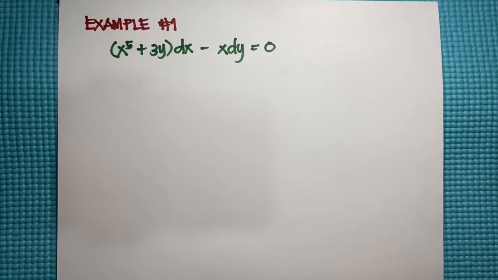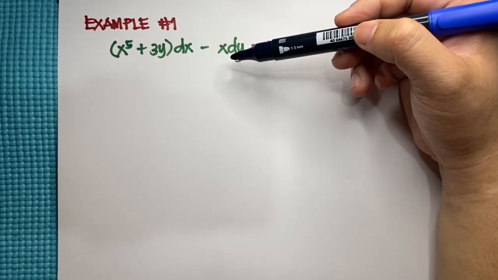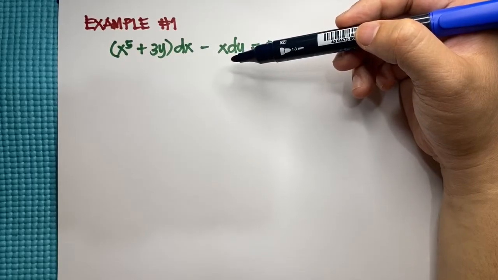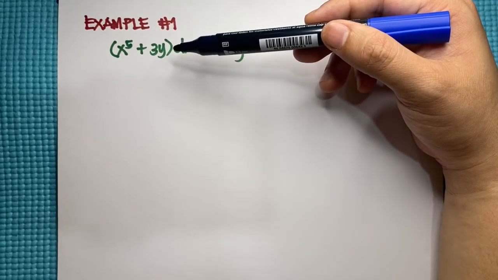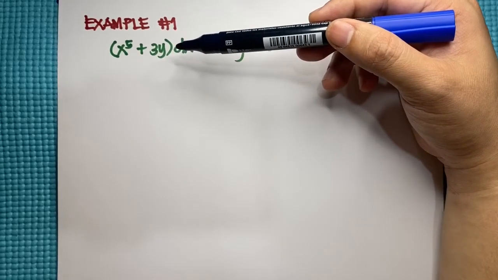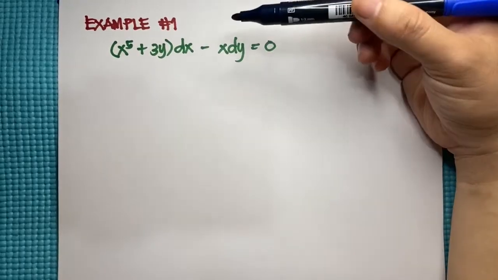Let's move on with our first example: x raised to the fifth plus 3y dx minus x dy is equal to 0. On the given differential equation, we can see that there are two x terms: one is x to the fifth, the other is x. Therefore, this won't be a linear equation in x. But we can see here that y is alone, which makes it a linear differential equation, linear in y.